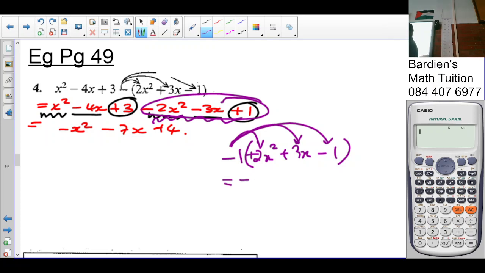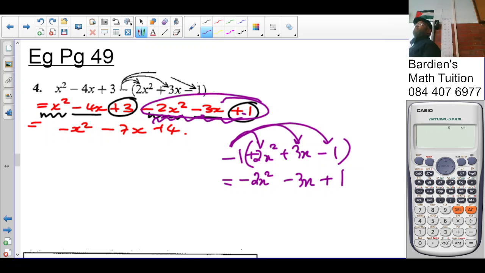So what's positive times negative? Negative. 1 times 2x squared? 2x squared. Not so? So what's negative 1 times positive 3x? What's negative times positive? Negative. Negative 1 times 3x? 3x. What's negative times negative? Positive. 1 times 1? 1. You see here?